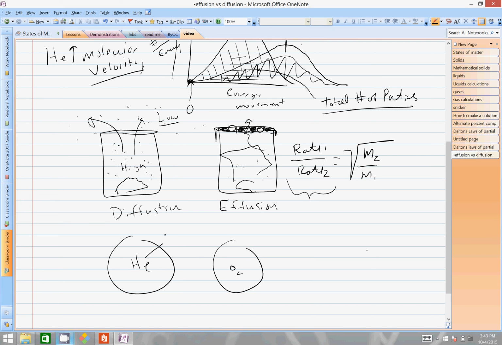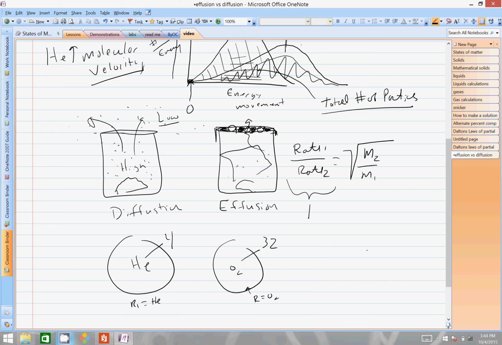This guy has a molar mass of 4. This guy's got a molar mass of 32. So technically, the oxygen is 32, not 36. The oxygen is 8 times heavier. That doesn't mean that it is 8 times as fast. Okay, so I want to know how much faster the helium is going to be than the oxygen. So I'm going to make rate 1 equal to the helium, and then the rate 2 is going to be the oxygen.